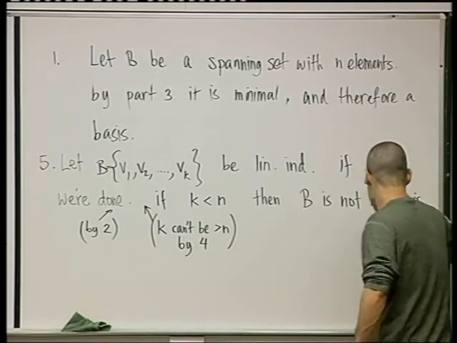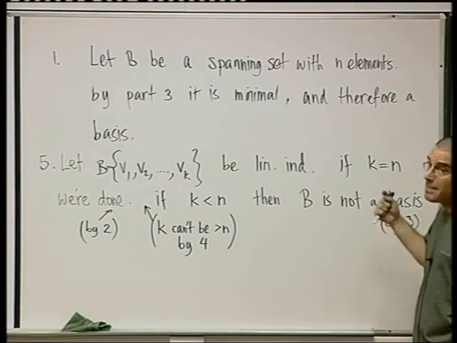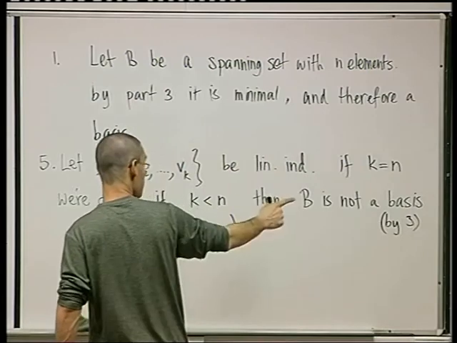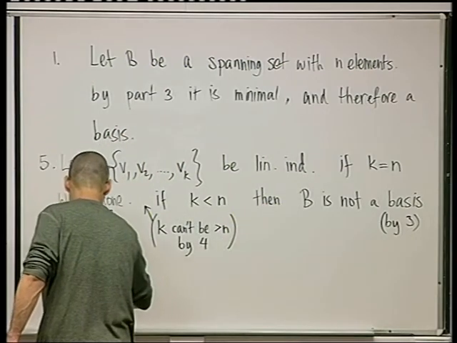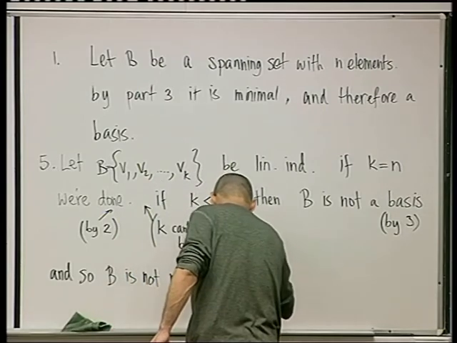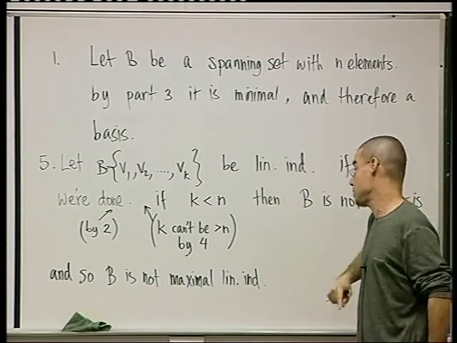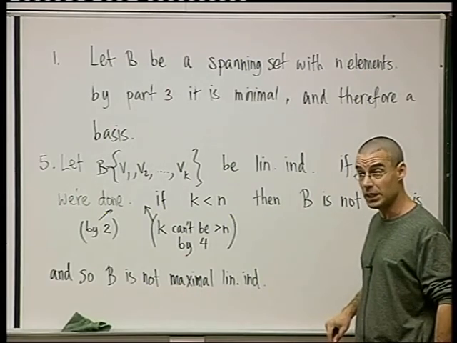Okay? So it's not a basis, so it's not a maximal linearly independent set, because any basis is a maximal linearly independent set. So if K is less than N, then B is not a basis, and so B is not maximal linearly independent. Do you agree? Okay, again by the theorem of the following are equivalent: a basis, if and only if, it's maximal linearly independent, meaning that we can throw in another guy and still maintain linear independence. So there is some guy, I'm not telling you who it is, but there exists somebody that we can throw in and still maintain the property of being linearly independent. Do you agree?